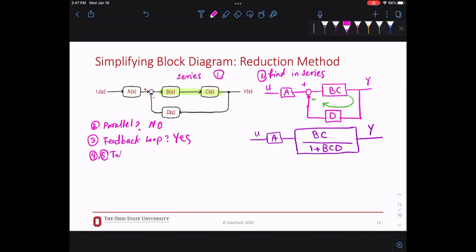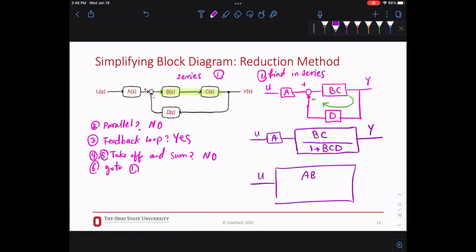All right, now 4 and 5, takeoff and summation. No, so I can go to 6, go to step 1. Do I have anything in series? Yes, combine them. U, A, B, C over 1 plus B, C, D, that is Y. So can I simplify more? No, I reached input, a gigantic block, output, right?